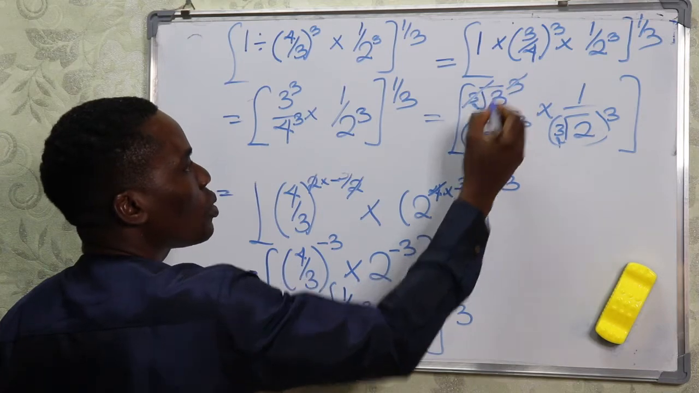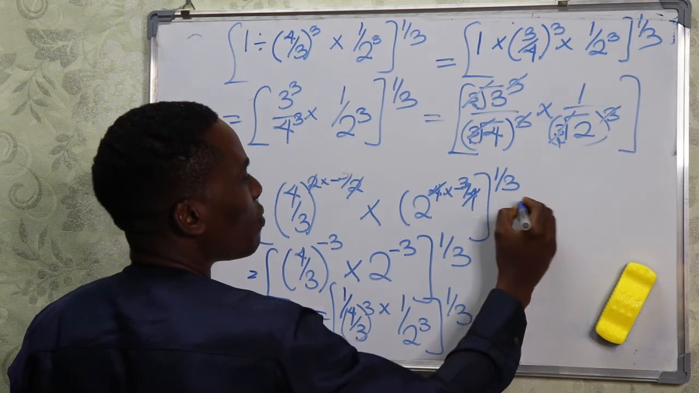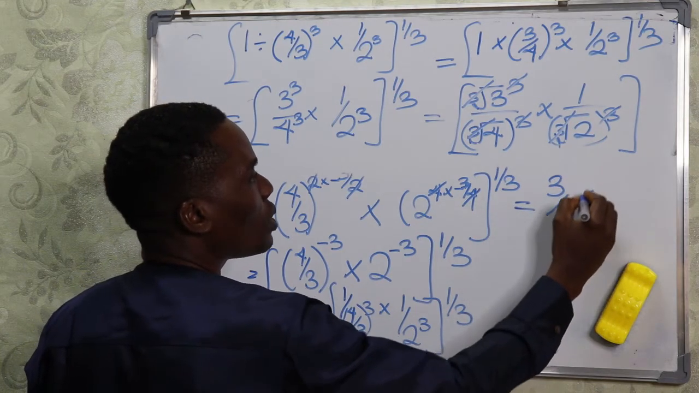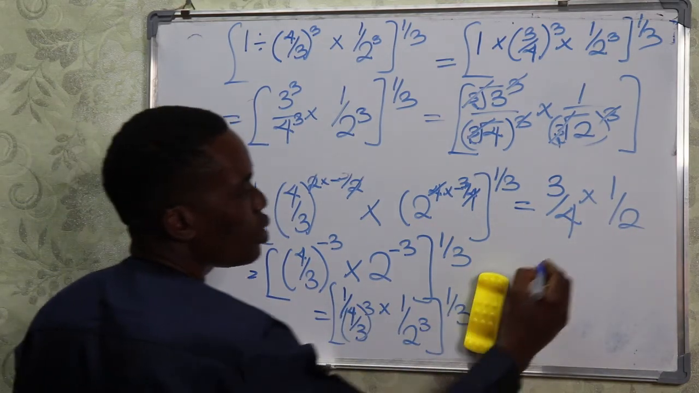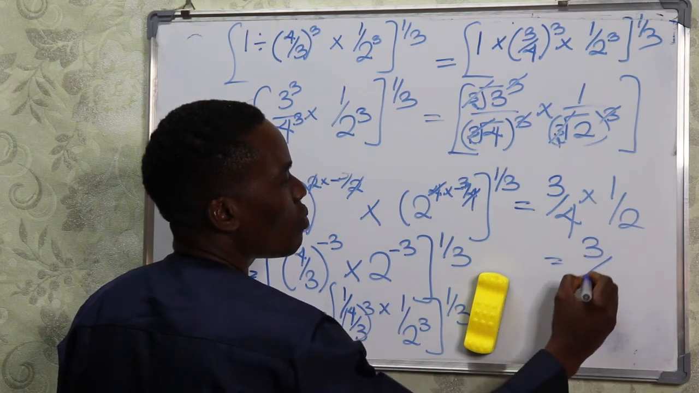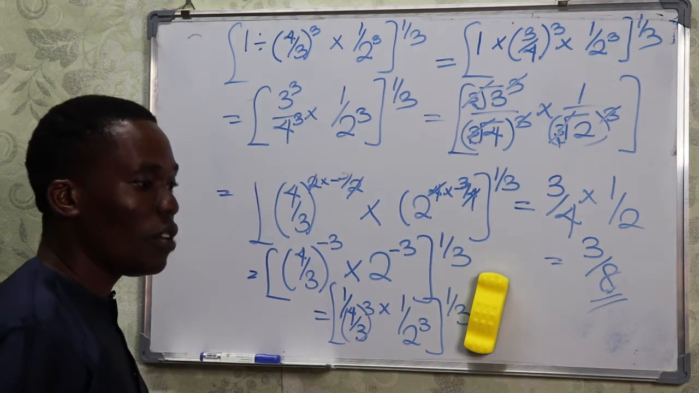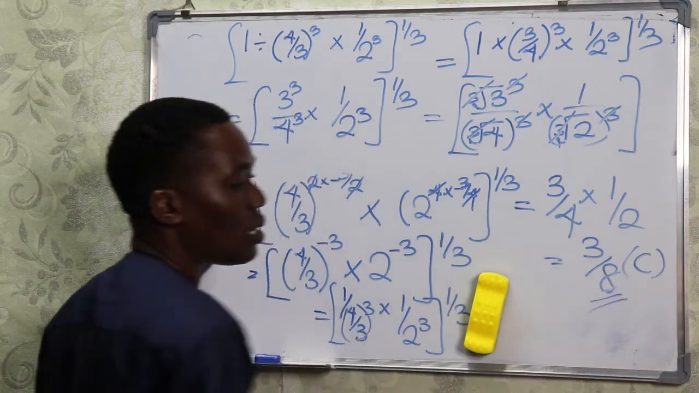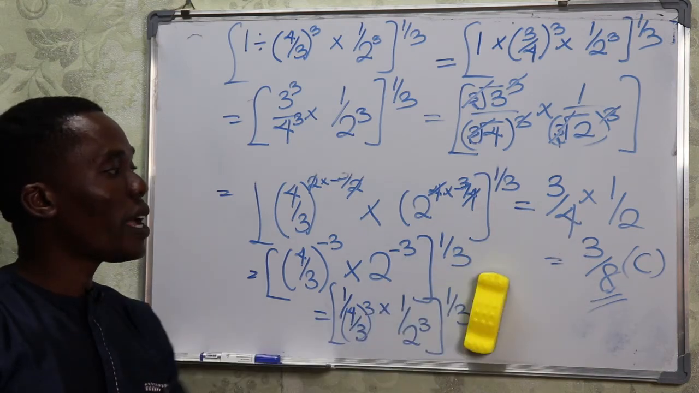So cube root will cancel cube root, cube root will cancel cube root, the cube root here will cancel cube root, and finally we'll have this as our 3 over 4 multiplied by 1 over 2. If we simplify this further, we are going to have our final solution to be 3 over 8. Now check it out. Did you find that solution there? If you do, that is the value. The answer should be C. So that is the solution to this question that we have here.